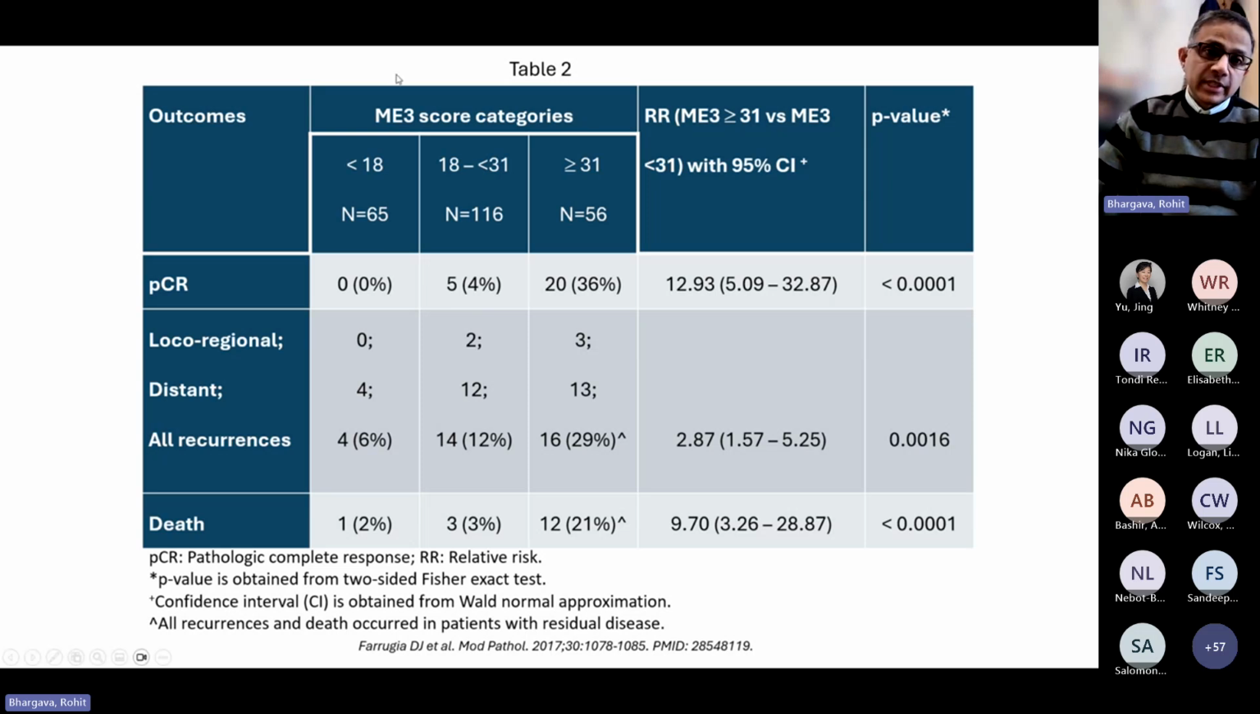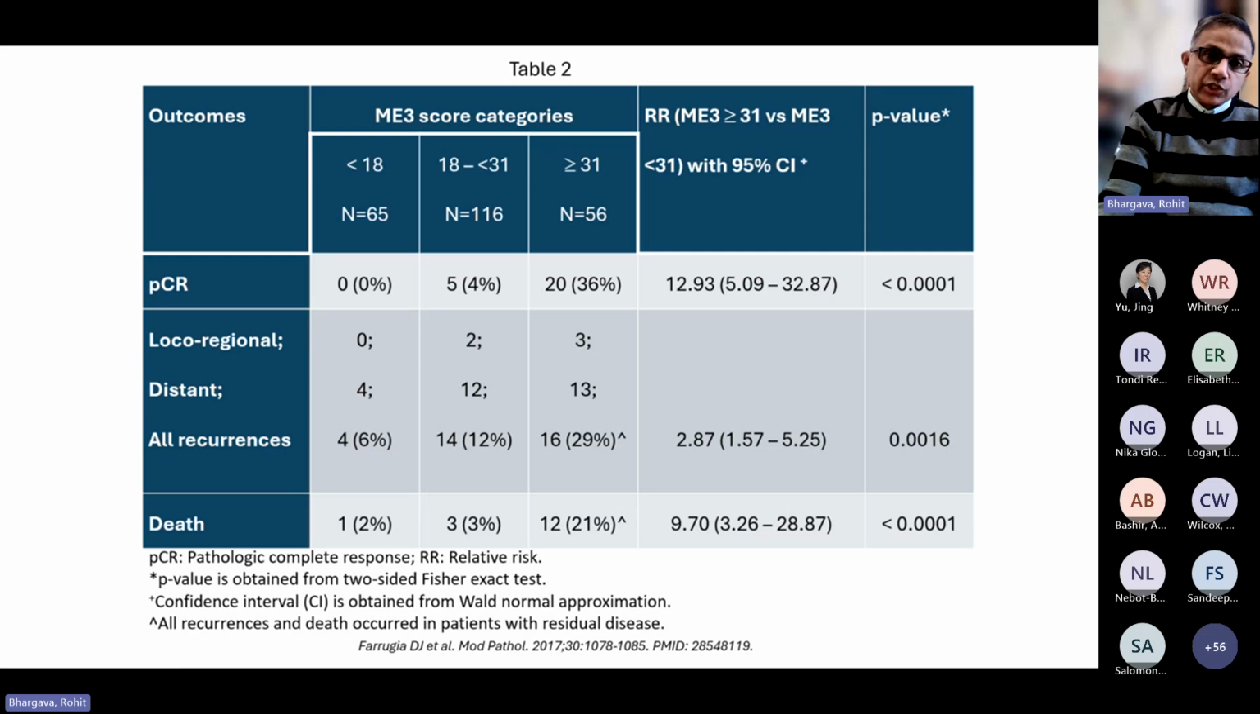However, you will also notice that within the same category, although it has the highest PCR, it also has the highest recurrence and death. And this happens in patients who do not achieve pathologic complete response. So it's very similar to what we see with the triple negative paradox. That means triple negative tumors have the highest pathologic complete response rates to chemotherapy, but the survival is the worst because of recurrence and death in the group that have residual disease.